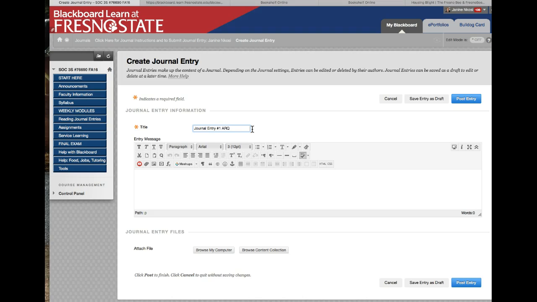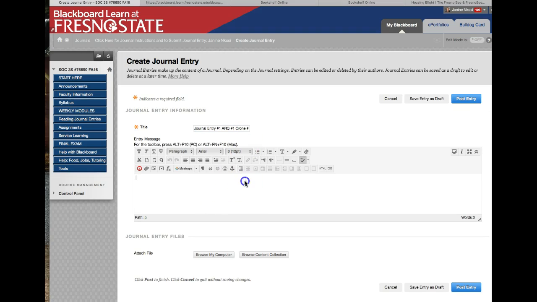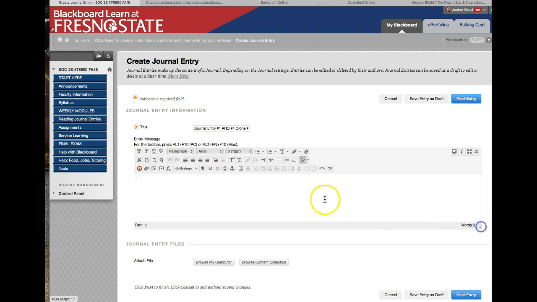This is ARQ number 1, and this is also Crone number 1, so that's a little basic one. Then you're going to paste your journal entry into this text box. Now you've already written it on a Word document. You're going to copy it. You're going to paste it from there.